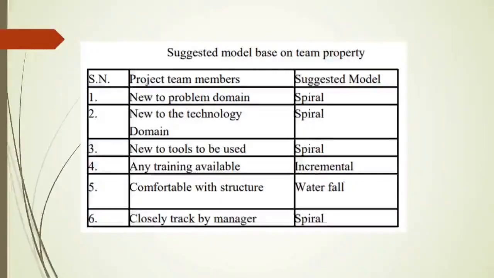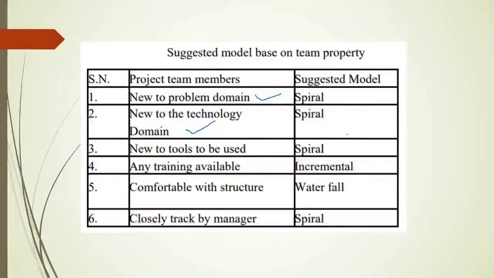Suggested base models, some examples we'll see on this. Suggested model based on team property. If your team members are new to the problem domain, you can go for the spiral model. That is, are the majority of team members new to the problem domain of the project? And next is new to the technology domain. You can go for the spiral model even if you are new to the technology domain.